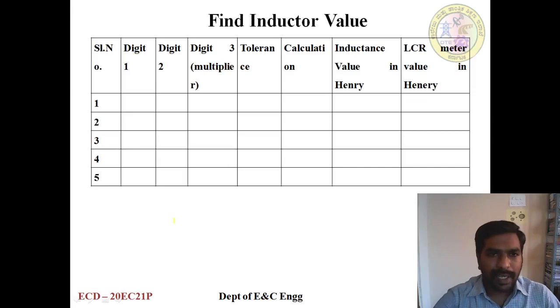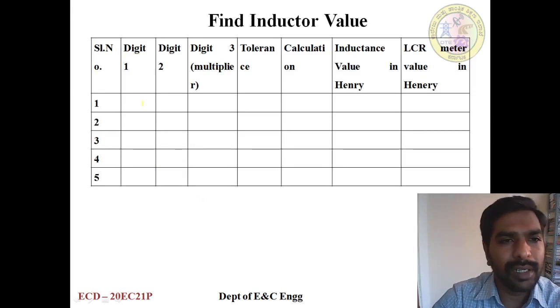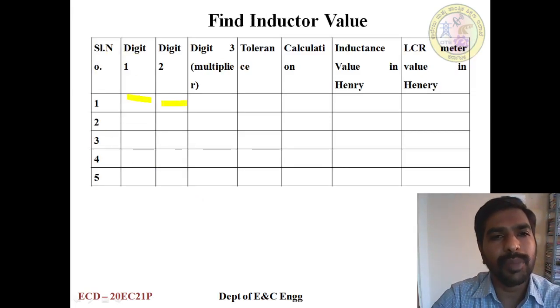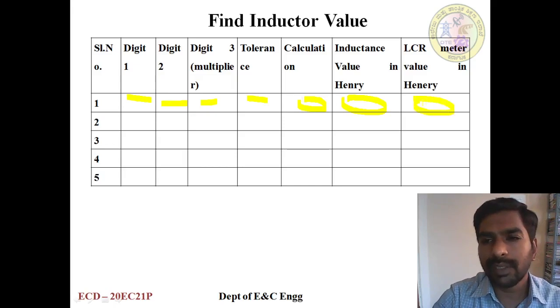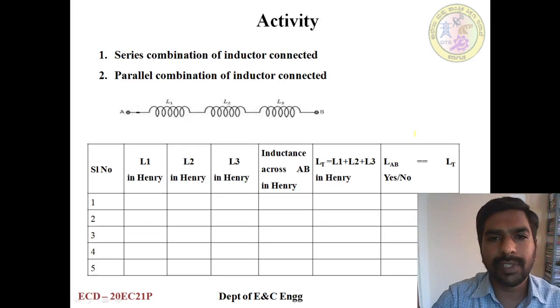And see, like this you have to take different inductors and note down the digits, whatever is represented: digit 1, digit 2, and multiplier and tolerance, and the calculated value, and what the inductance value is as per this calculation, and whatever the LCR meter reads, you need to calculate here. This is the first experiment.